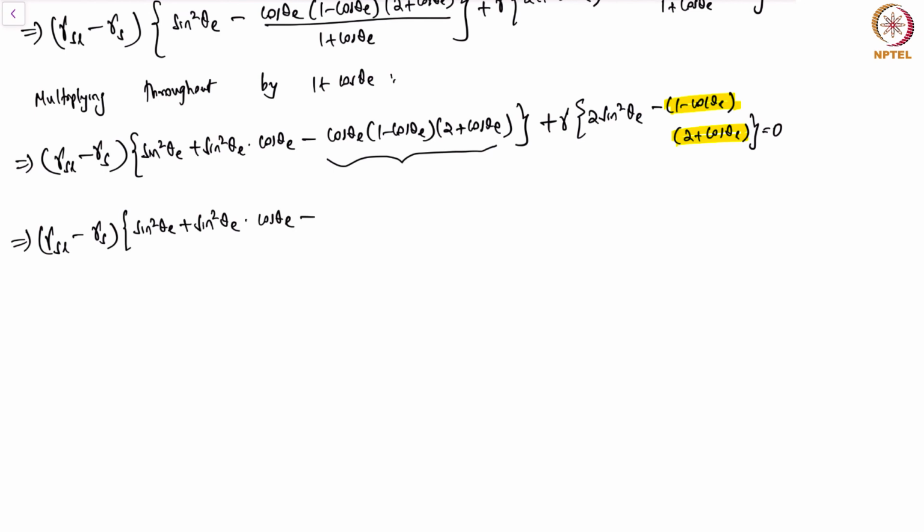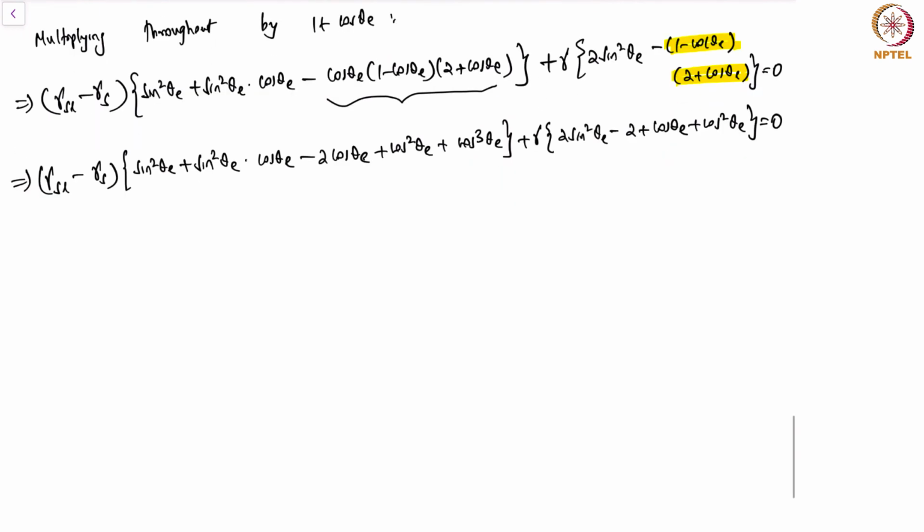So the multiplication would yield 2 cosine of theta e plus cos square of theta e plus cos cube of theta e. That's the first thing. And then finally here we would have 2 sine square of theta e minus 2 plus cosine of theta e, cos square of theta e. This would be 0.